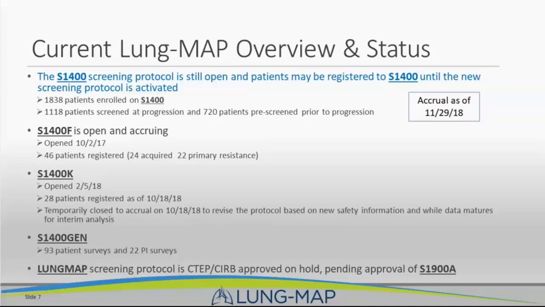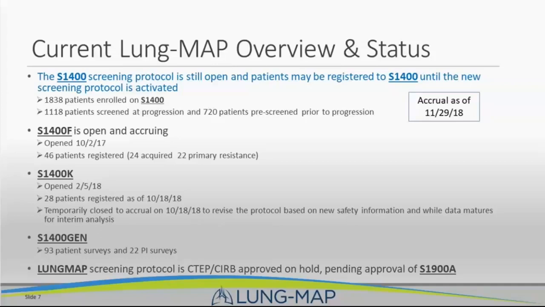Open and accruing, we have S1400F, which opened in October of 2017, and as you may know, since you're participating in the trial, this is a clinical trial with combination of two immunotherapies for patients that have prior exposure to PD-1 therapy. And we have two groups, acquired resistance and primary resistance. And we have registered 46 patients overall, 24 and 22 respectively.